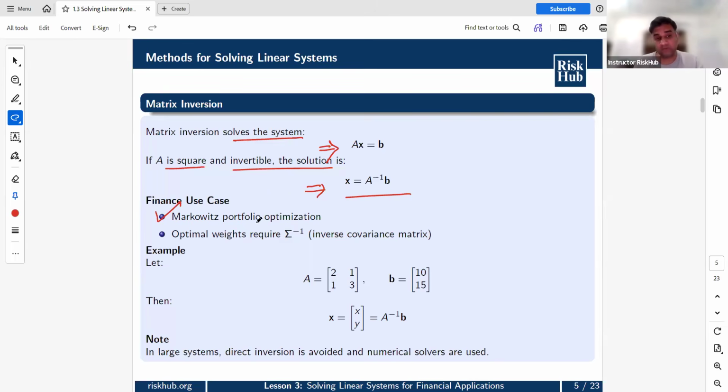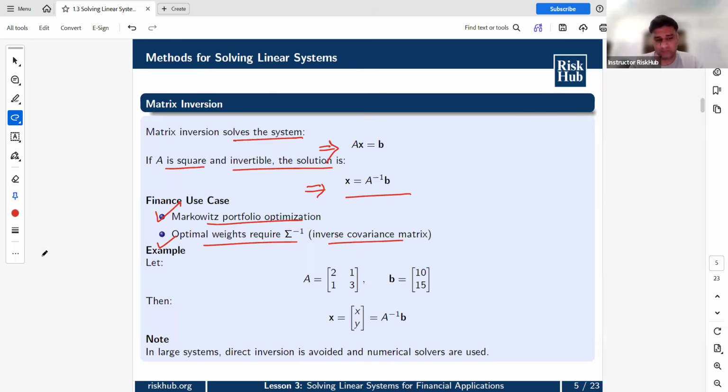And then we have Markowitz portfolio optimization. Basically, the slide is mentioning that your optimal weights require the inverse covariance matrix. That is again massively important. The interpretation is that the covariance matrix measures how assets move together. The inverse covariance matrix helps identify independent risk adjusted opportunities, right?